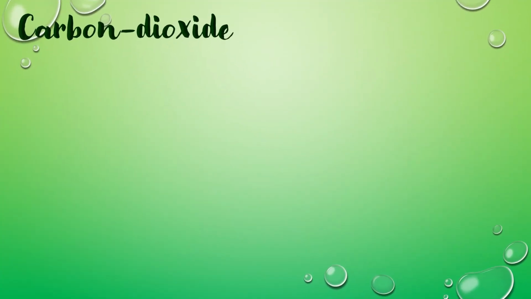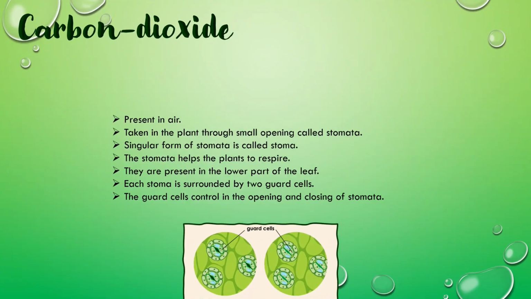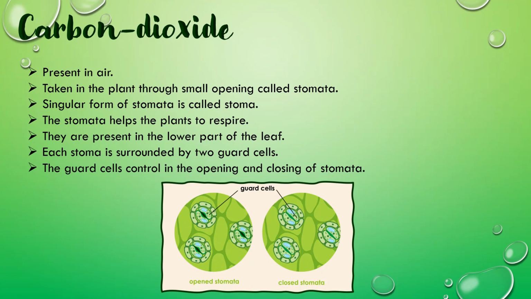Now let's check about carbon dioxide. How is carbon dioxide absorbed by the plant? Firstly, the carbon dioxide is present in the air. This carbon dioxide is taken into the plant through small openings called stomata. The stomata help the plant to respire.